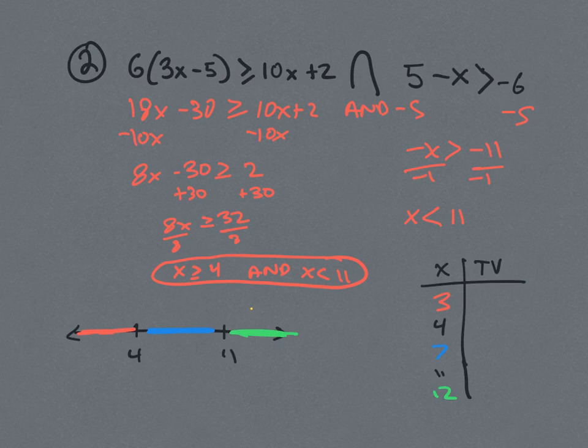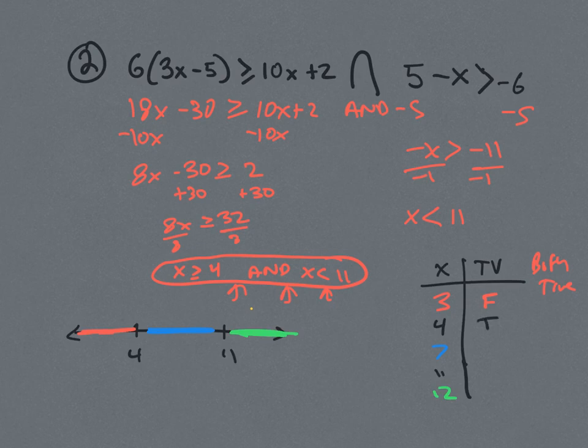Here I need to make both statements true. I've got to get both of these to be true for each number that I plug in. So when I plug in 3, I right away notice that 3 is not bigger than 4. Because I'm not making both of those true, I can give 3 a quick false. 4: is 4 bigger than or equal to 4? Yes. Is 4 less than 11? Yes. So I made both true, so 4 gets to be true.